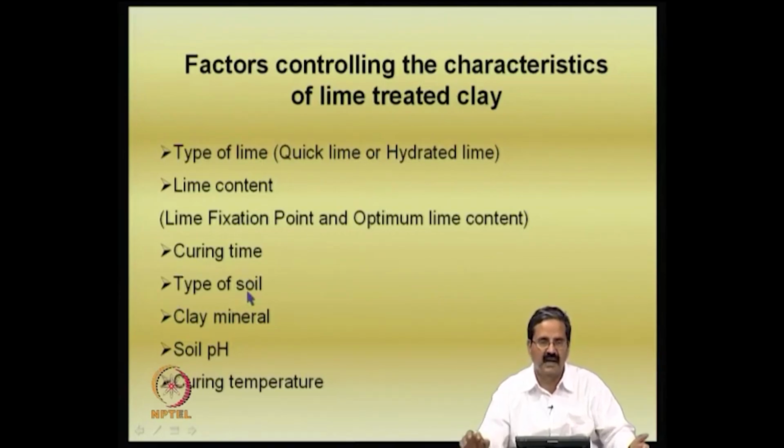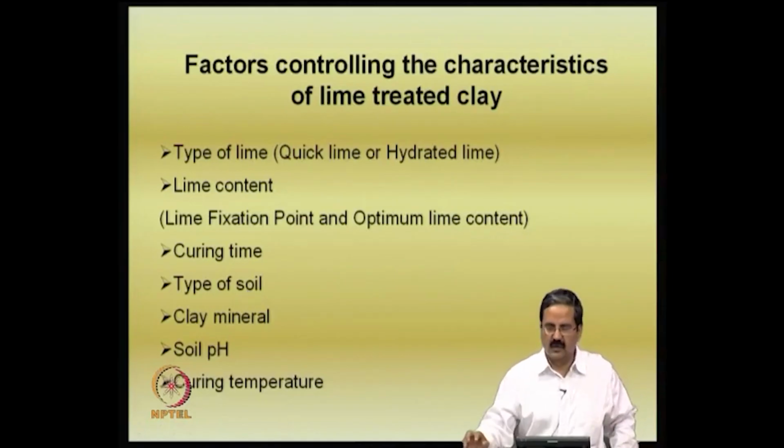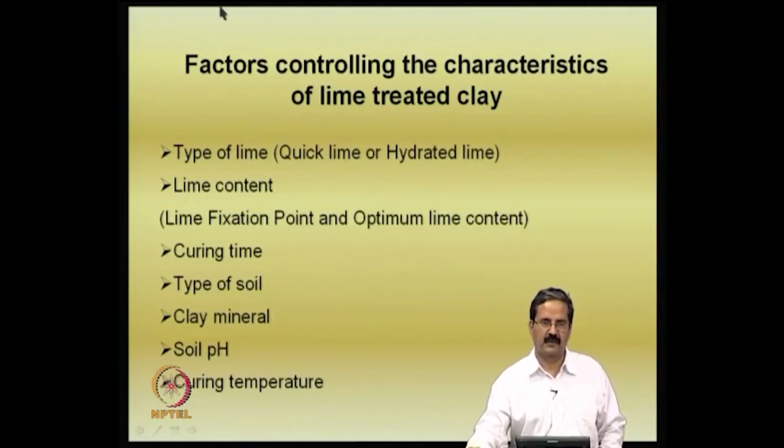Then the type of soil, essentially what type of soil it is, a CH or a CI, depending on its plasticity characteristics and shrinkage limit and all that. That is also another variable. Then clay mineral is another important variable. We have, for example, sodium montmorillonite materials, and then we also have illite and kaolinite. Even the type of mineral also influences.